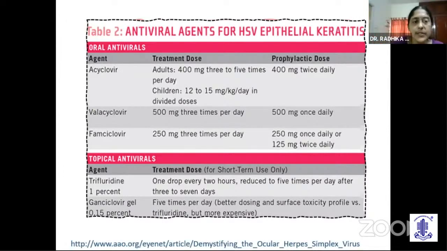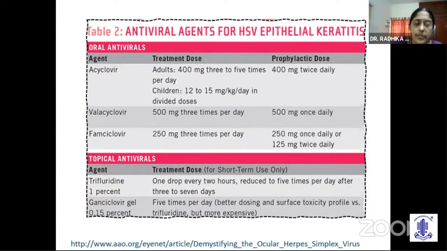This table again is from AO, but the crux of this table is basically we want to use antiviral agents because, like we already said, epithelial disease represents actual invasion of the virus. So you could use topical antivirals in the form of acyclovir ointment or ganciclovir gel. Acyclovir is not given over here because it is not FDA approved in the US, but we are lucky enough to have it over here. Or you could use oral antivirals in the form of acyclovir tablet or valacyclovir.